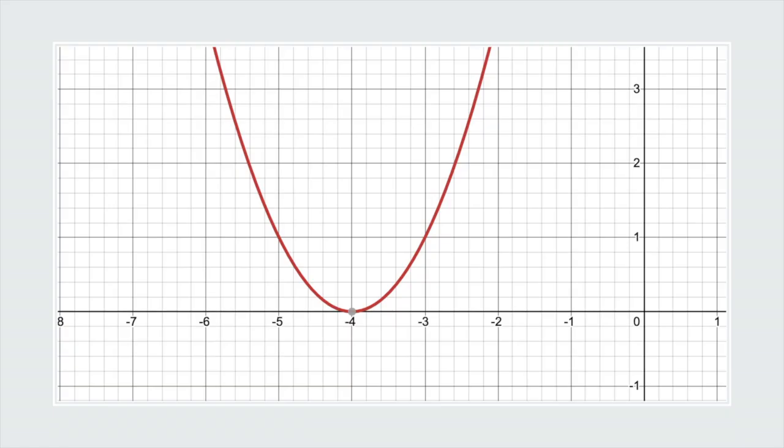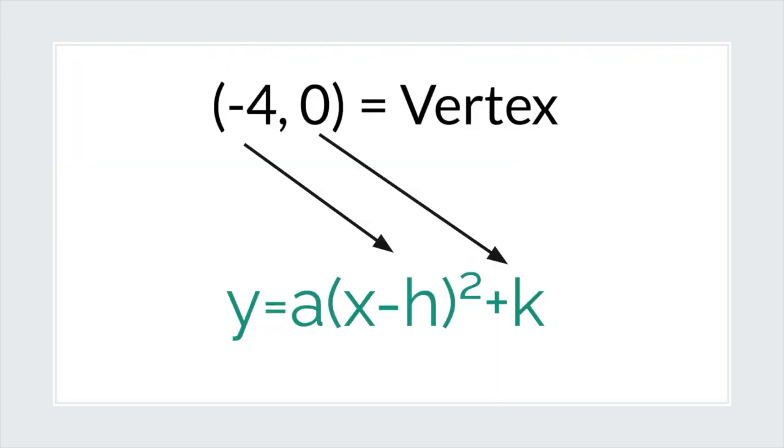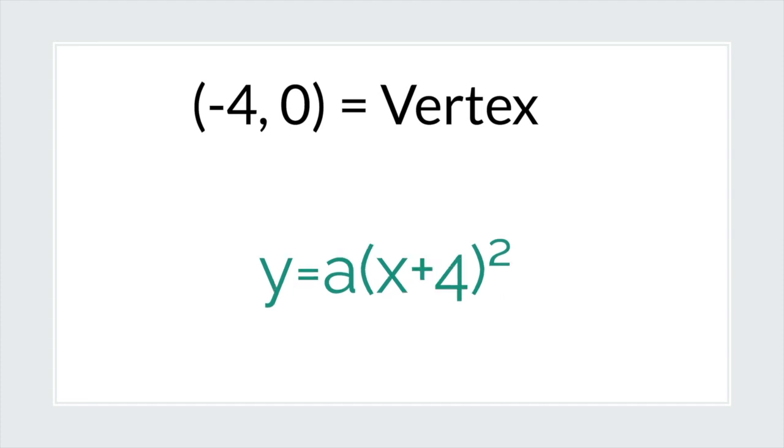We're given a graph like this, and we have to find the equation of the graph. Something to note is that our graph here opens upwards. First, let's look at the coordinates of our vertex. We can see that it is at -4, 0, so we can plug these coordinates into the equation of y is equal to a multiplied by x minus h squared plus k, which gives us y is equal to a multiplied by x plus 4 squared.